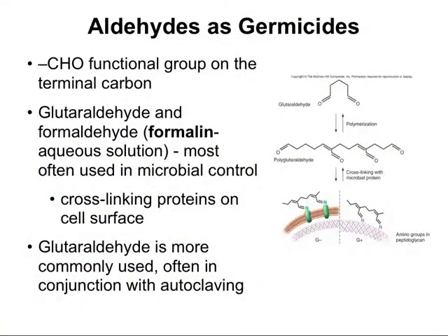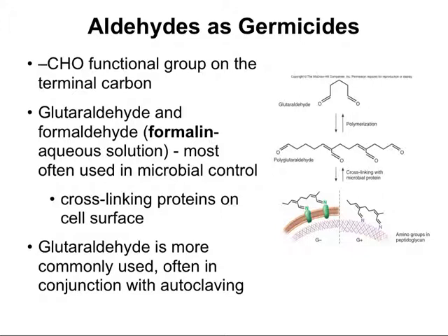Now a look at aldehydes as germicides. All aldehydes have a CHO functional group on their terminal carbon. This is a really strong reducing group. That is, it takes electrons. Sugars and some fats are aldehydes, but that's not what we're concerned with here. The two aldehydes that we really will think about in microbial control are glutaraldehyde, which we've heard a little bit about already, and formaldehyde, which, as you know, is used in preservation of tissues and thus has some issues.